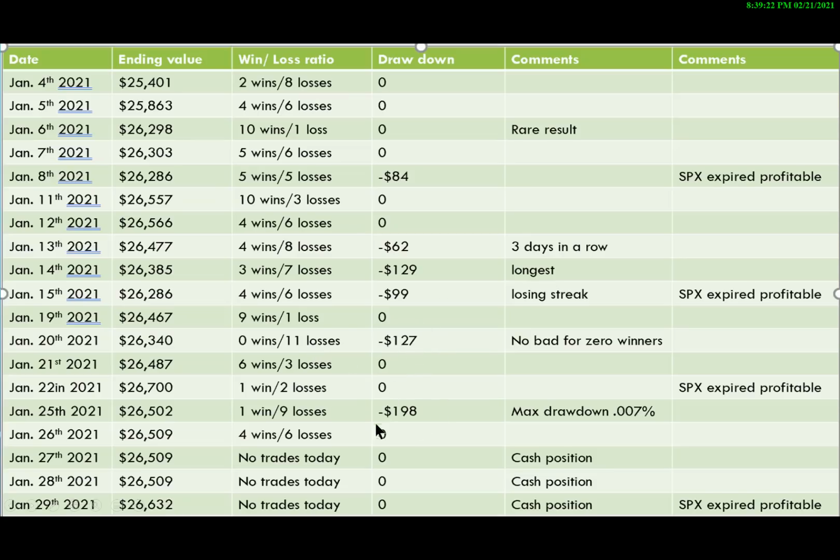This was our biggest drawdown. And again, you're talking about almost a $26,000 account here, and we had a drawdown of $198. Not a lot of risk involved in this position. You can see that over the month, all 4 of our synthetic covered calls expired fully profitable. Okay, and we went from about $25,400 up to $26,600.